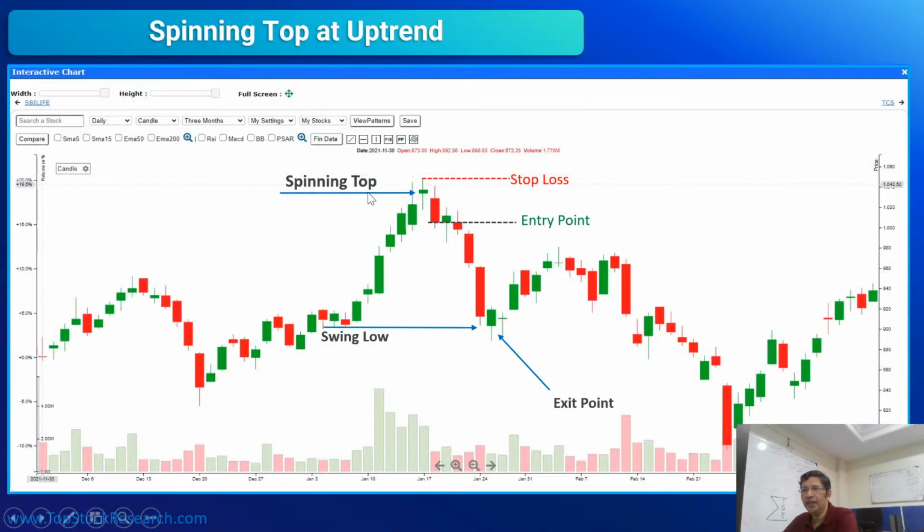Another one is a spinning top in an uptrend, just the opposite of that. What the team has got out here is what would be a good entry point, what would be a good stop loss, and what would be a good swing low as the target. The swing low would be the first target. And what is a good exit point? The first exit point is the stop loss. The second is where you should really be getting out of the stock, whenever there is a signal which goes in the opposite direction. So near swing lows would be a good place to take your profits out.